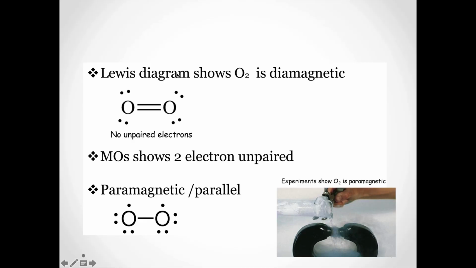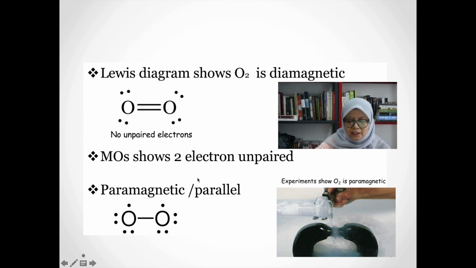Researchers have done an experiment where, as you can see from here, liquid oxygen is passed through a magnet. So what happened? This oxygen is attracted to the magnet. When oxygen is attracted to a magnet, oxygen is a paramagnetic compound.